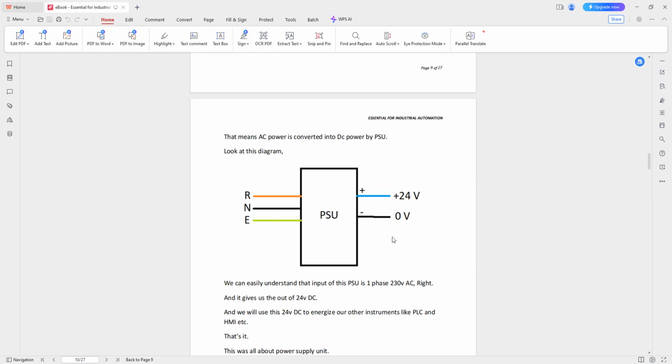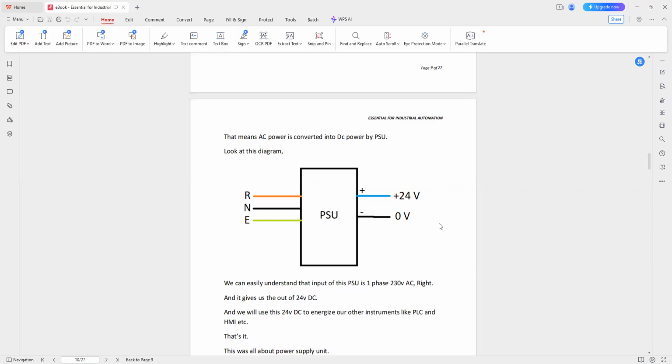Generally, PLCs require a DC power supply. So all PLCs are 24 volt DC? Not all.